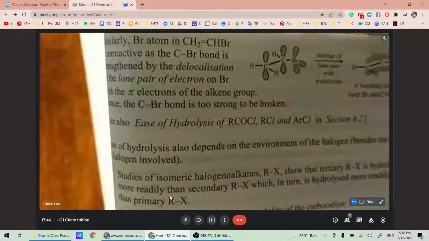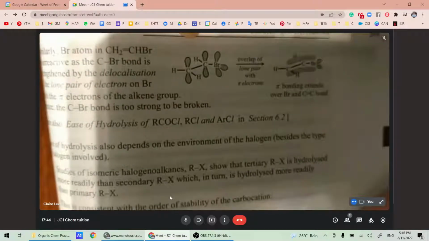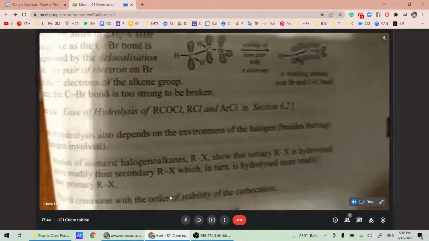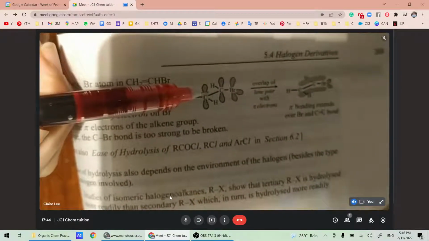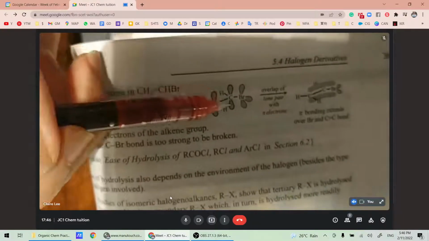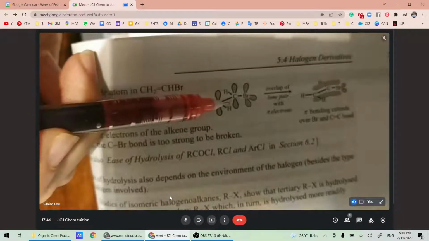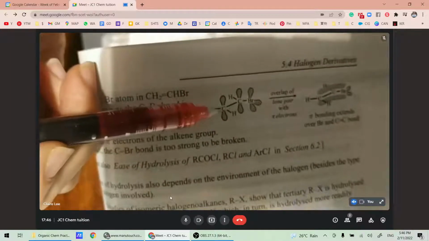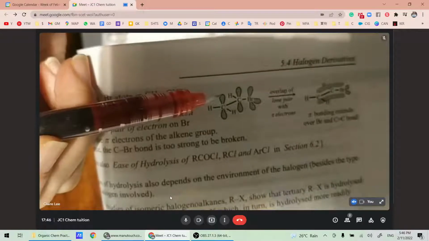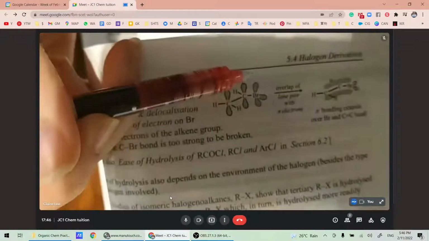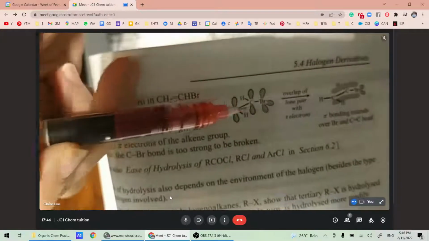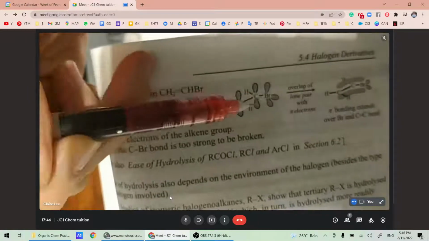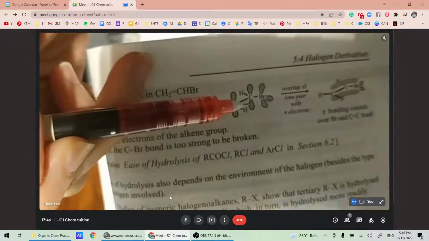Another one is when you have a chlorine overlapping with the pi orbitals of an adjacent double bond, C=C double bond. The halogen attached to an adjacent alkene will have an overlap of the pi orbital with the p orbitals of the halogen. Again, this overlapping gives you a stronger bond, making it difficult or impossible to hydrolyze. So the pi electrons of the alkene group will overlap with the p orbital of the halogen, hence making it not possible to hydrolyze.